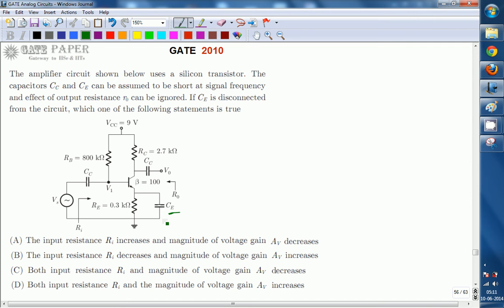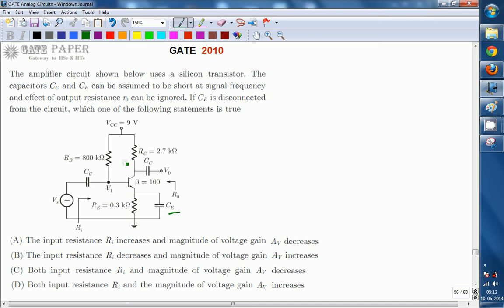A. Input impedance increases, magnitude of voltage gain decreases. B. Ri decreases, AV increases. C. Both decrease. D. Both increase. So the question is related to input impedance and voltage gain. What happens to voltage gain and input impedance when CE is removed from the circuit?